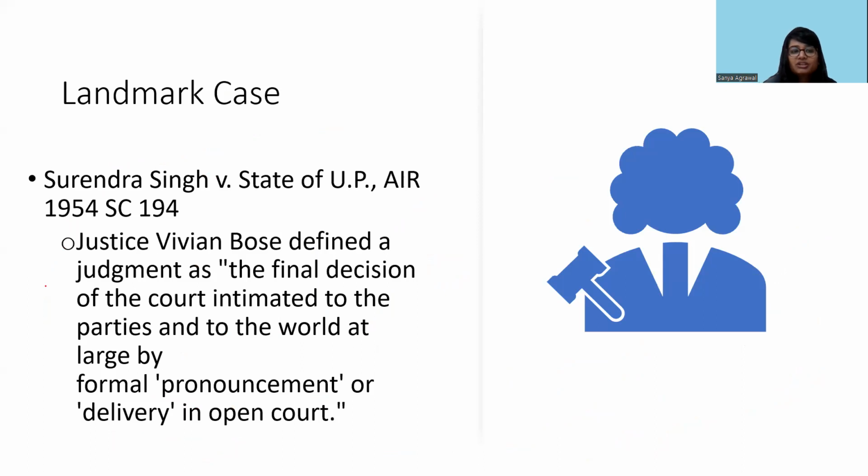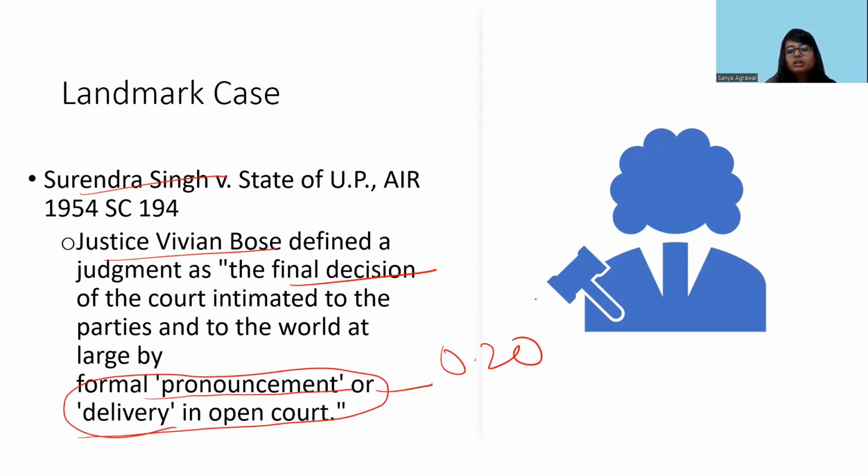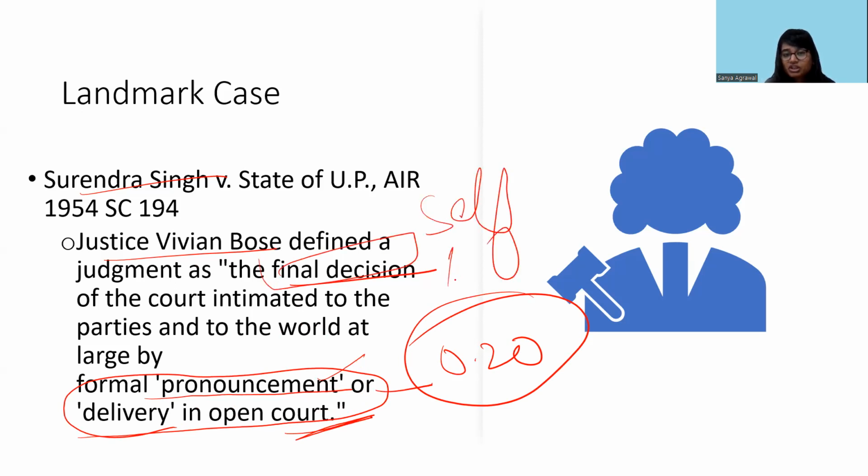This is one of the important cases on the judgment, decided by Justice Vivian Bose. He said, the judgment is a final decision of the court intimated to the parties and to the world at large by formal pronouncement or delivery in open court. This is one of the methods which is also mentioned under Order 20 of CPC. Judgment can be formally pronounced or delivered in an open court. So it is the final decision and it is self-sufficient to understand the whole case because it contains everything, that is the facts, issues, decision, as well as the reasons behind it.